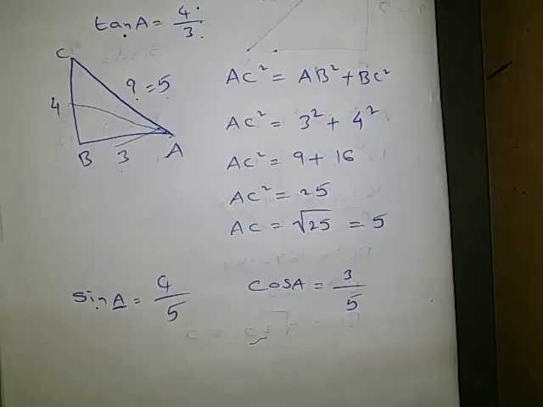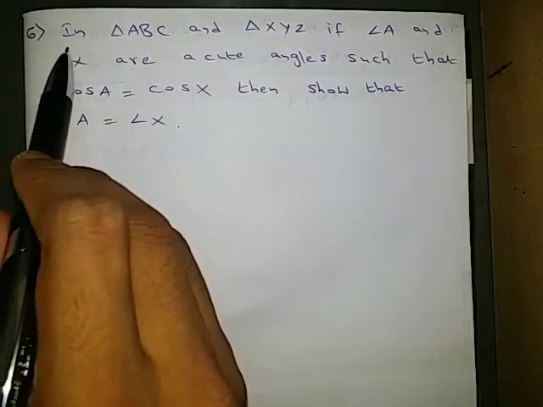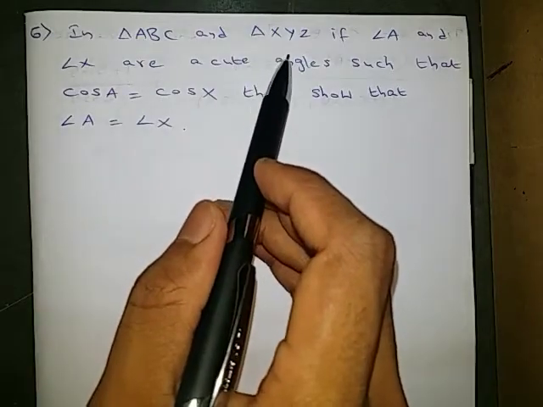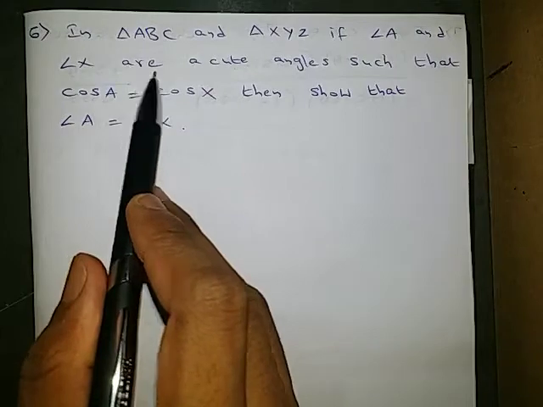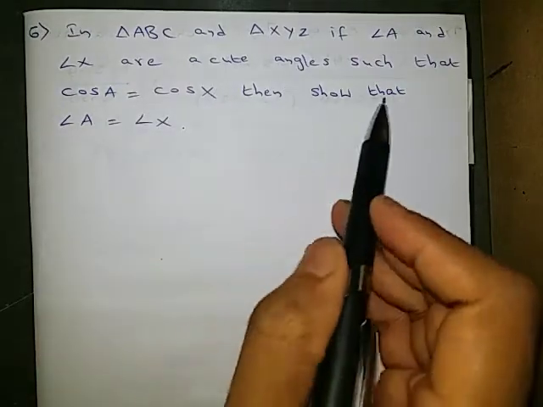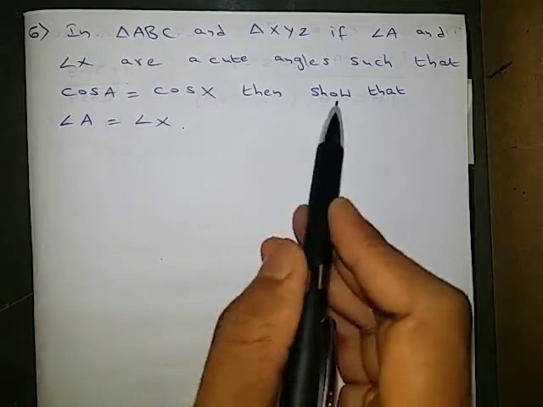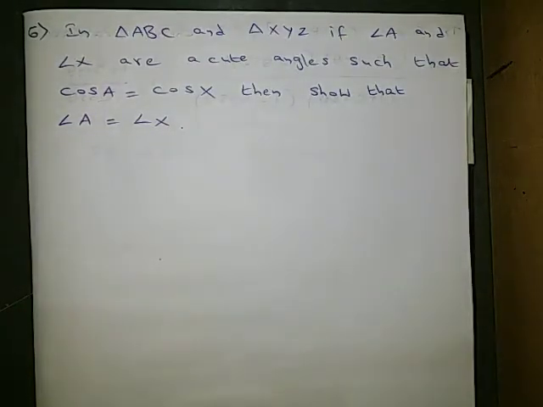Okay, let's look at the next question. In triangle ABC and triangle XYZ, if angle A and angle X are acute angles such that cos A is equal to cos X, then show that angle A is equal to angle X.